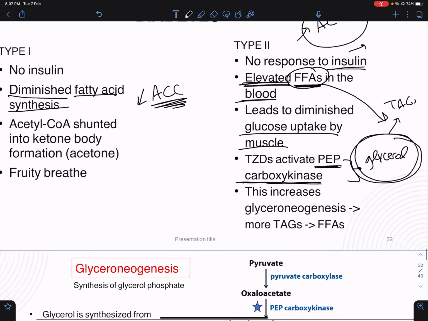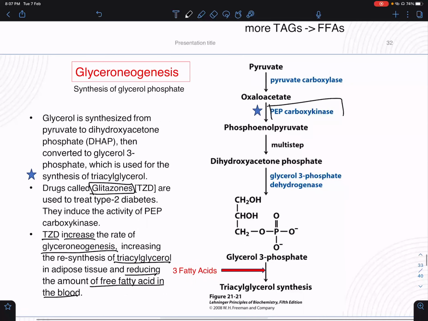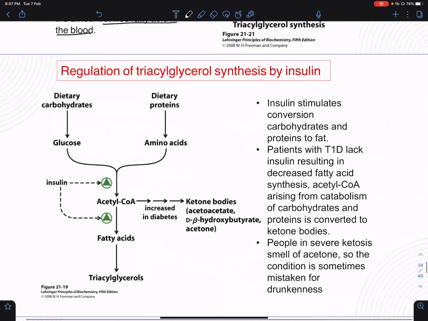Okay, so this is basically what he's saying here. The TZD increases the rate of glyceroneogenesis, which increases the synthesis of triglycerides, which reduces the amount of free fatty acids in the blood because we're consuming them. So just keep in mind this enzyme. This is what I mentioned earlier.